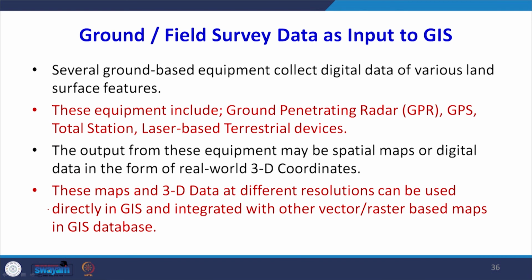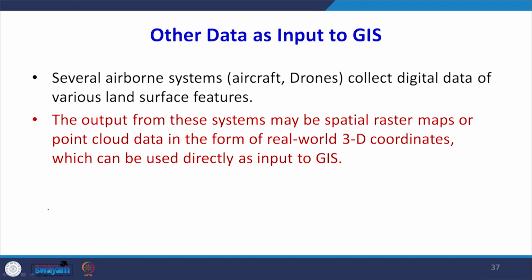Then ground and field based survey can straight away be used as input to the GIS, whether the data is available to me from GPR or GPS or total station or laser based devices. I am directly getting the X, Y and Z data. So this I can directly use along with the other data sets. Then there are other data as input. This other data could be the data which is collected from the drone, or we have the spatial raster maps or point cloud data, or the real world 3D coordinates. So all that data altogether I can use in the GIS system.